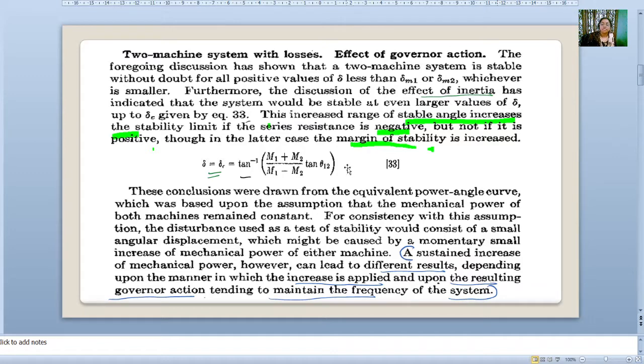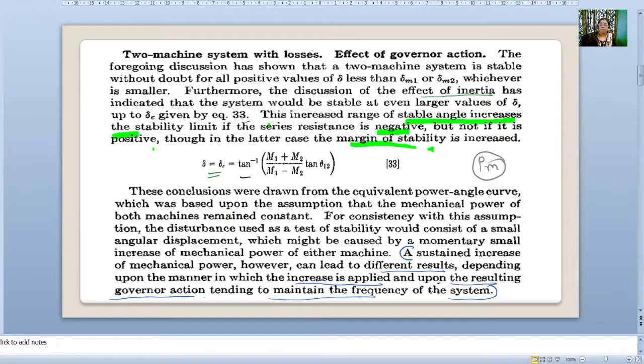Now in this section we will discuss the effect of governor action. In the effect of inertia, what did we consider? We considered the mechanical input of both machines to be constant. Now this is not the case. There is a small change in the mechanical input, or a small application of load. A sustained increase of mechanical power can lead to different results, depending upon the manner in which the increase is applied and upon the resulting governor action tending to maintain the frequency of the system.